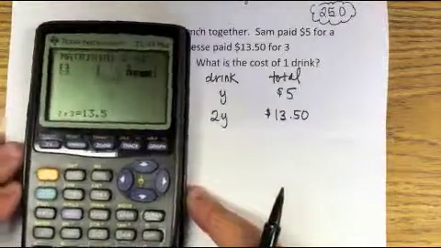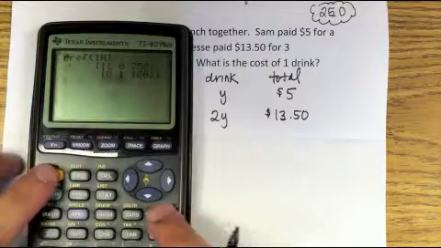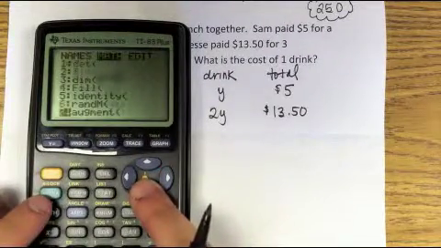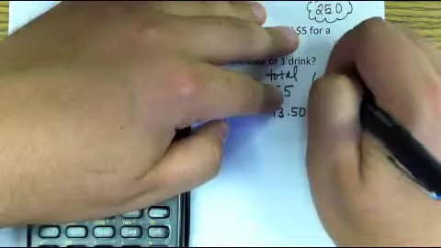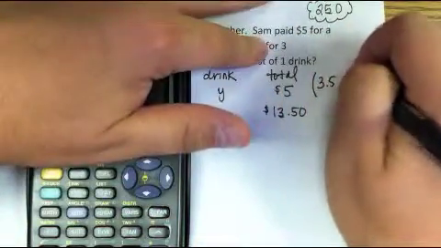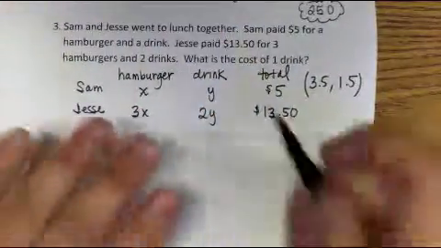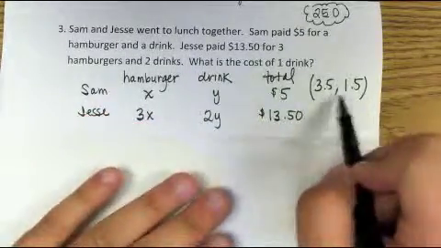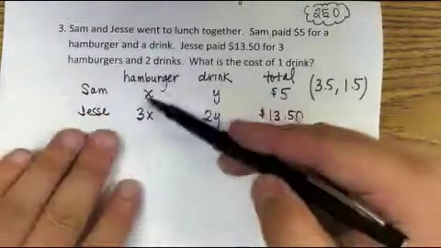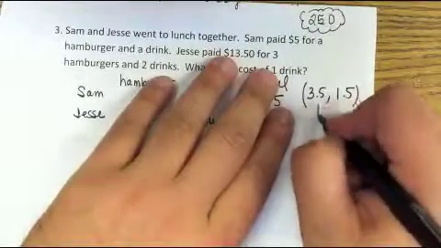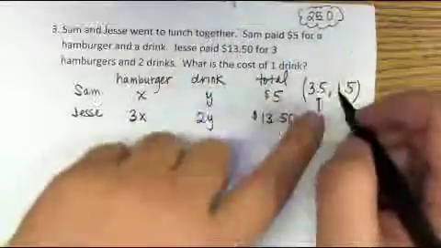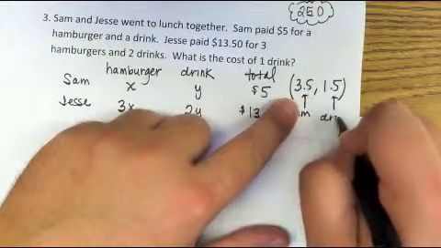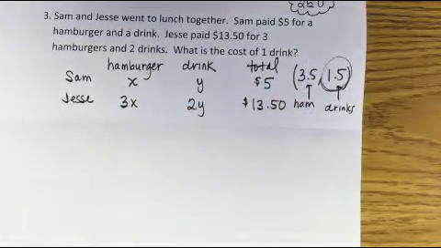Okay, gonna kind of speed this up a little bit here. Second quit, second matrix, and I want RREF, and there it is. So we get 3.5 and 1.5. Now, what is the cost of 1 drink? So which one of these numbers is going to be the drink? Well, remember, you put hamburger first, so that means that this has got to be hamburger. Are we interested in hamburgers? No. Okay, drinks? Yes, we are. So the cost of one drink was $1.50.